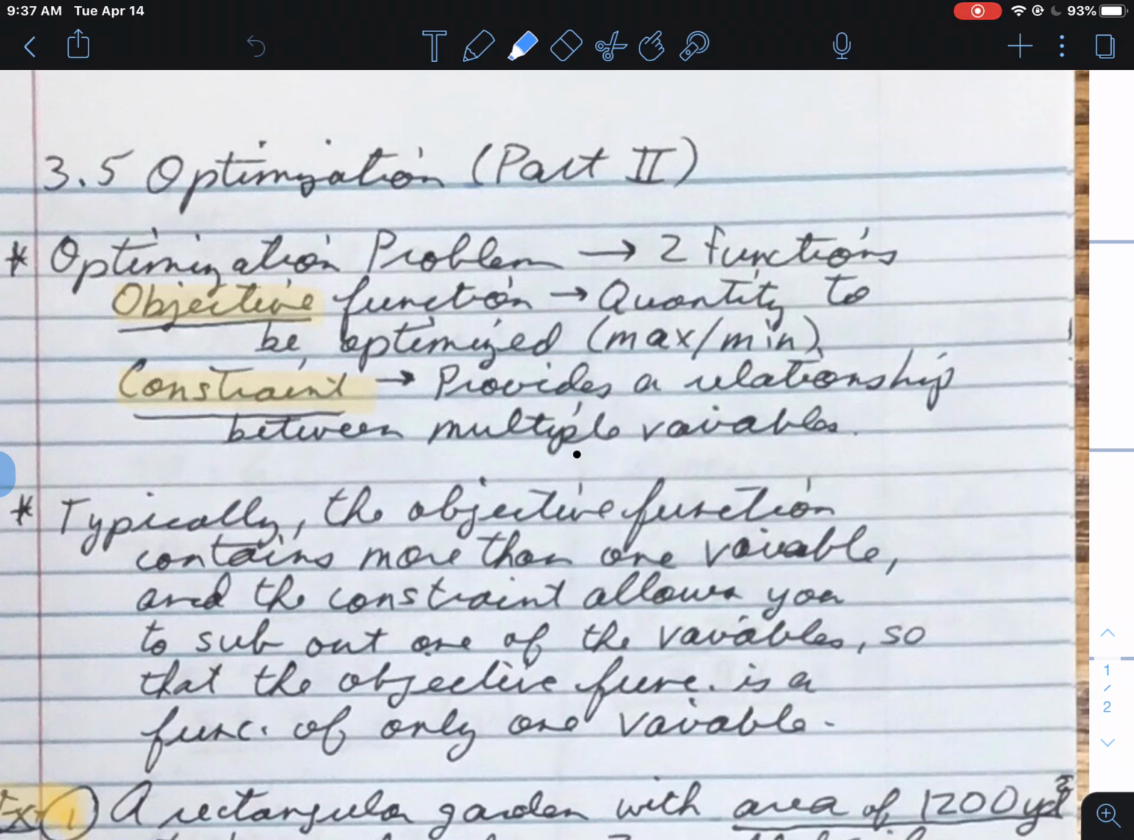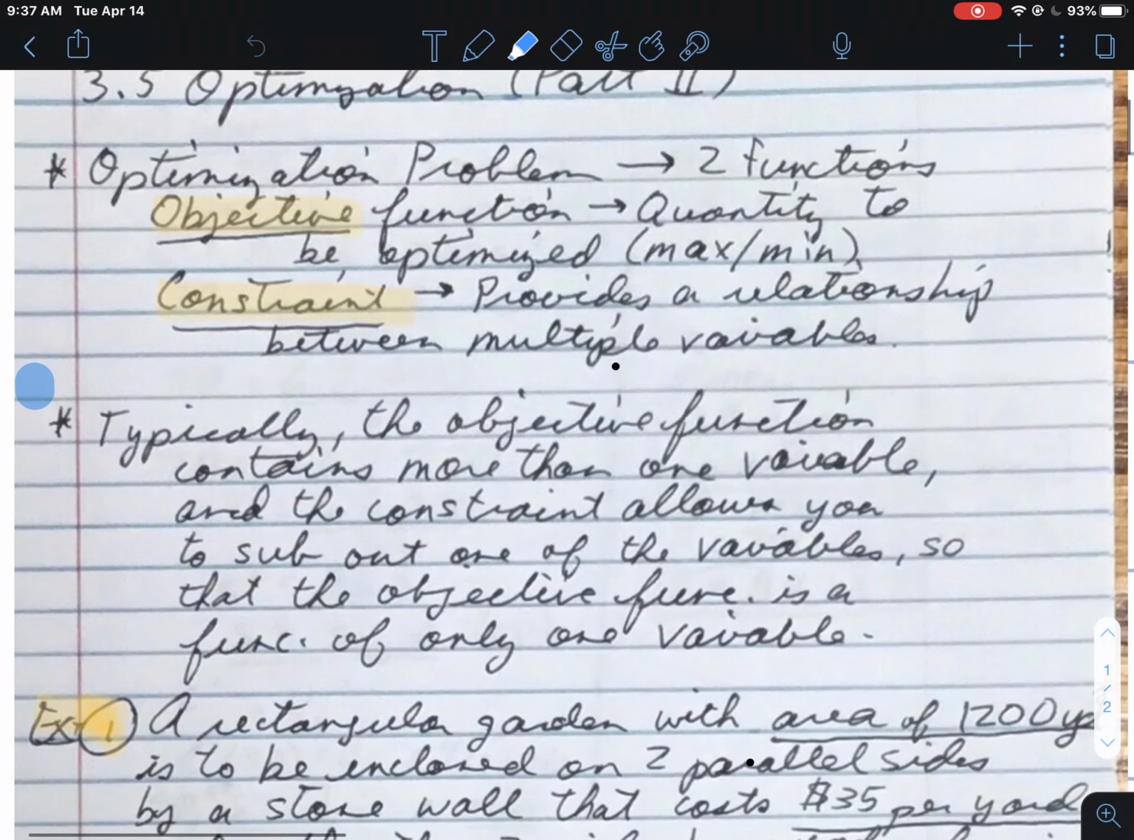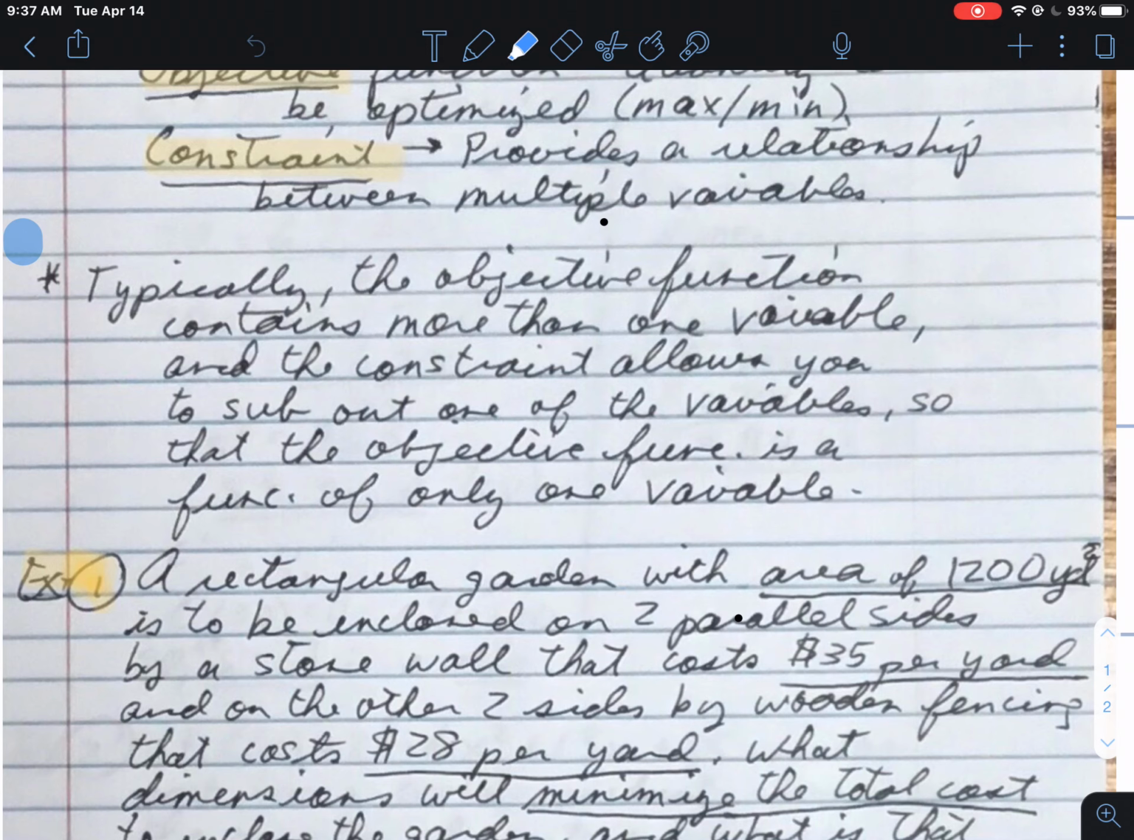We're also going to have what's called a constraint. This is an equation or a function that provides a relationship between the multiple variables that we're going to have to deal with, because typically, objective functions contain more than one variable. In our case, we're going to be limited to two. In the real world, you can have many variables involved in optimization problems, because there's a lot of factors that affect these different outcomes. But for our case, we're starting off kind of simple. So we're going to have objective functions that involve two variables.